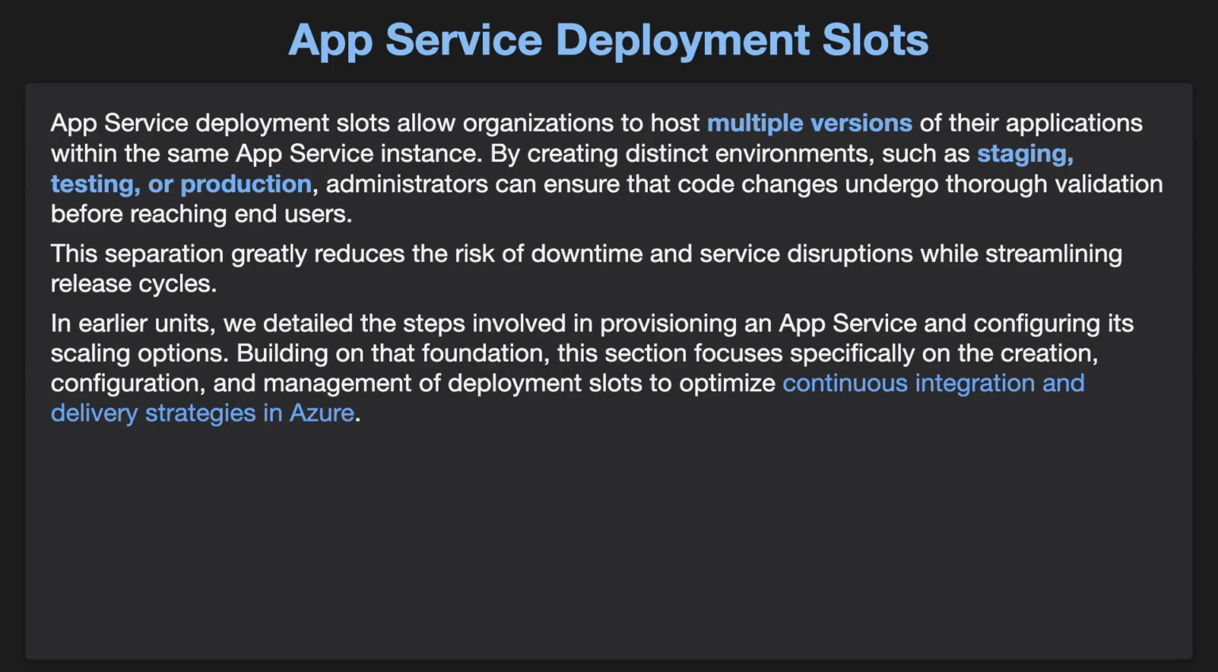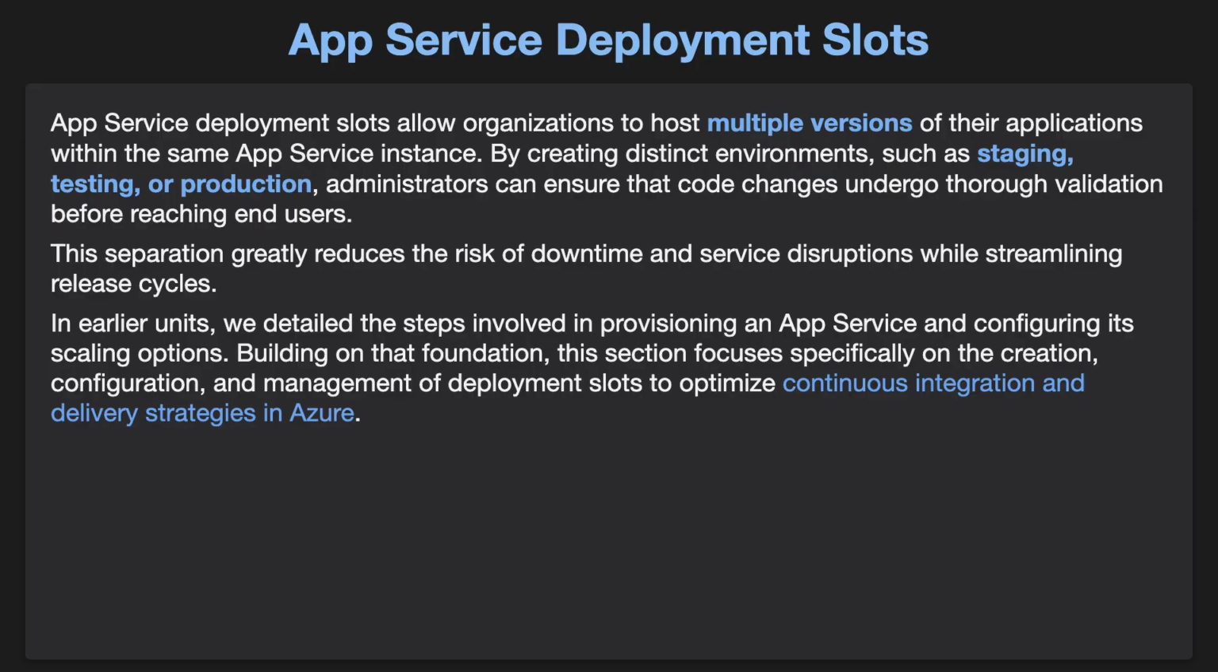App service deployment slots allow organizations to host multiple versions of their applications within the same app service instance. By creating distinct environments, such as staging, testing, or production, administrators can ensure that code changes undergo thorough validation before reaching end users. This separation greatly reduces the risk of downtime and service disruptions while streamlining release cycles.